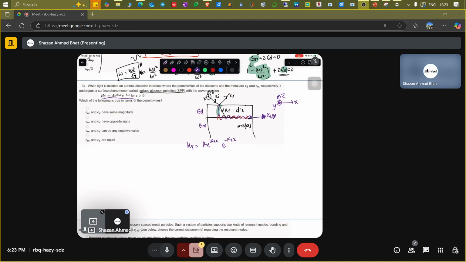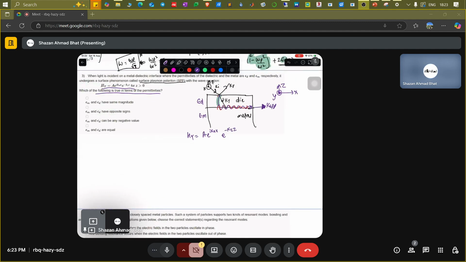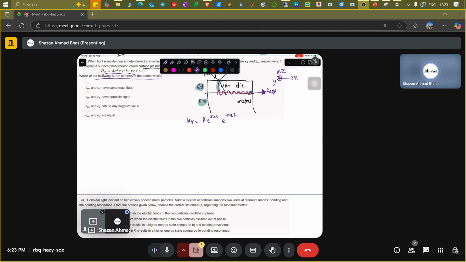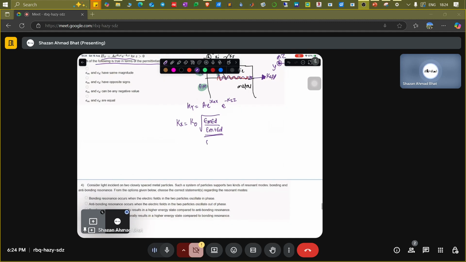That is right. Which of the following is true of the permittivity? So we have to give the relation between the permittivities. What is the relation between epsilon d and epsilon m? We showed that for SPP to occur, kx, the wave vector in x direction, should be equivalent to the free space wave vector times the square root of epsilon m epsilon d divided by epsilon m plus epsilon d. For the surface plasmon polariton resonance to occur, the denominator should go to 0. That means epsilon m should be equivalent to minus epsilon d. That means they should have opposite signs. That is the answer of this question.